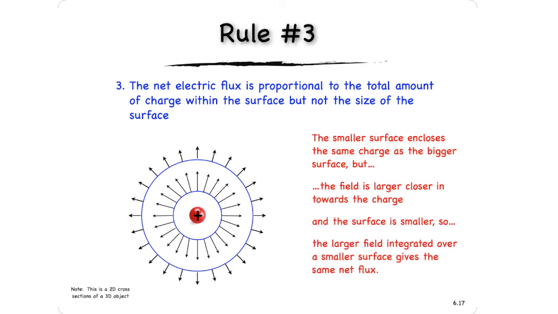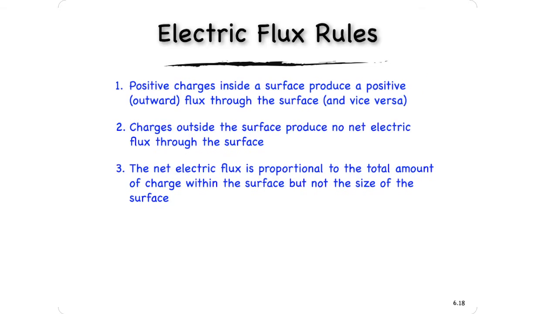Okay, so there are many ways to see the same result, but we have these 3 rules that we use with electric fields when we talk about flux. Positive charges produce outward flux, and vice versa. Charges outside our surface don't produce any flux through a closed surface, and the total net flux through a surface is proportional to the charge enclosed, but not the size of the surface. Any questions about those rules?